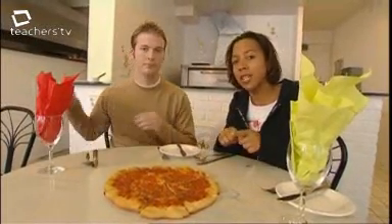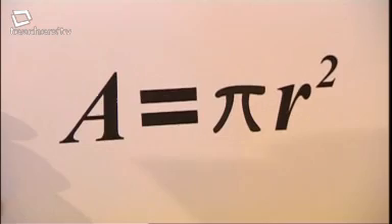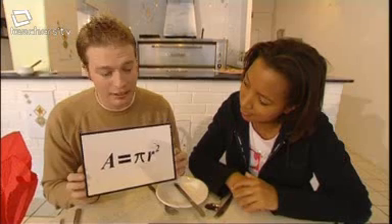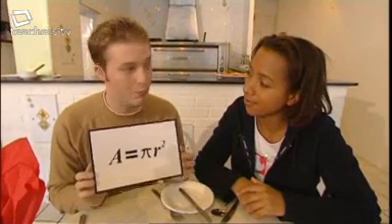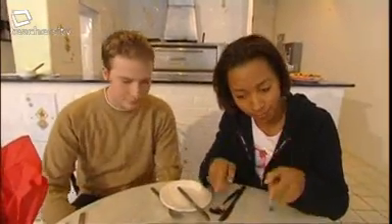And the formula to use is A equals pi r squared, where A stands for the area, r is the radius of the circle, and pi is a Greek letter which stands for a number, which is approximately 3.14. But more of that later on. You need to remember that formula, and to help you do that, watch this.